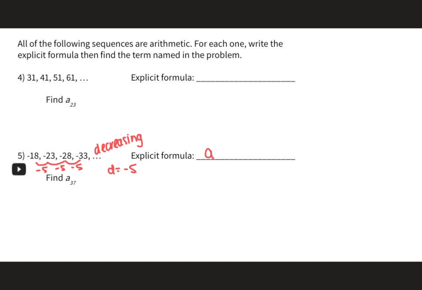So my explicit formula, my first term is negative 18. My common difference is negative 5. So I'm going to write minus 5 times n minus 1. And now I'm going to use my explicit formula to find my 37th term. So I'm going to plug in 37 for n. So it's going to be negative 18 minus 5 times 37 minus 1. So that's going to give me negative 198.